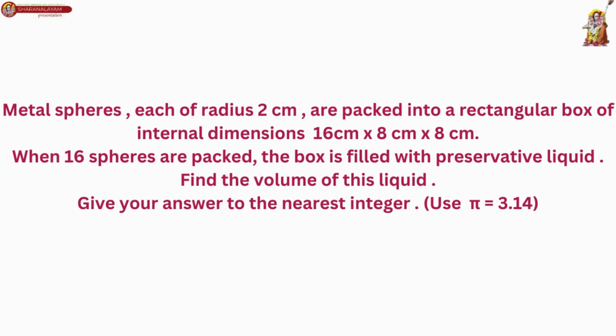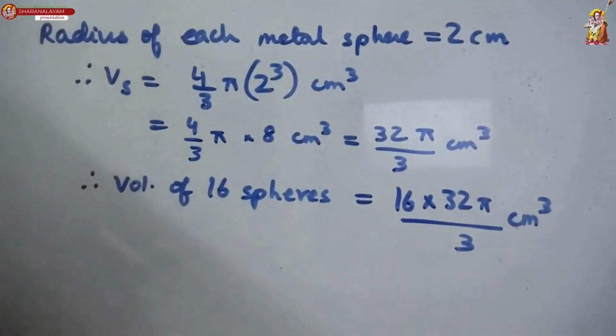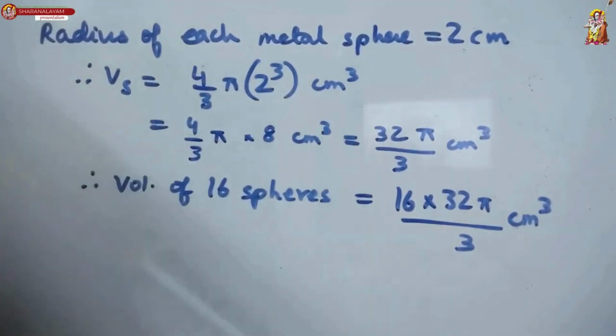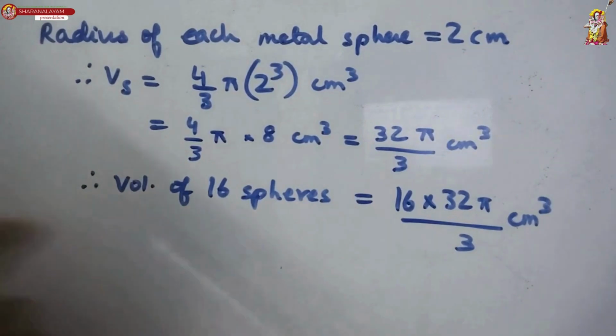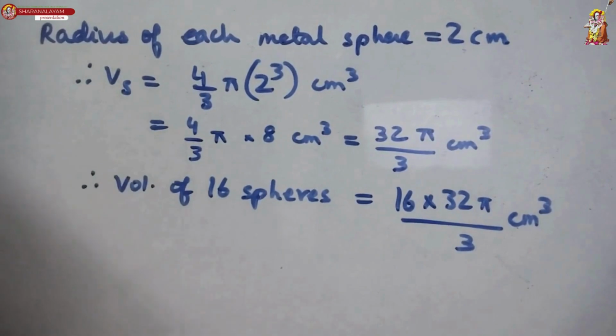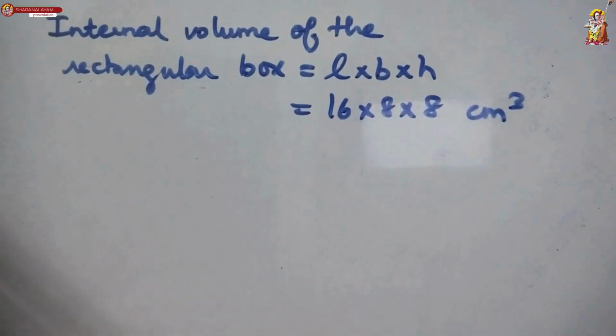Okay, so let's begin. We have radius of each metal sphere equals 2 centimeters. Volume of one sphere will be 4/3 pi 2 cube centimeter cube. 2 cube is 8, right? So the volume of one sphere will be 32 pi/3 centimeter cube. So volume of 16 spheres will be 16 into 32 pi/3 centimeter cube. Now keep it like this. Now internal volume of the rectangular box is L into B into H, which is 16 into 8 into 8.